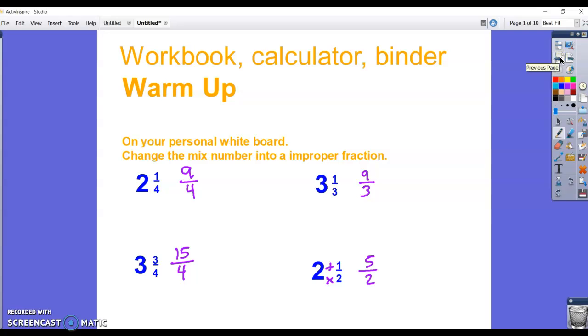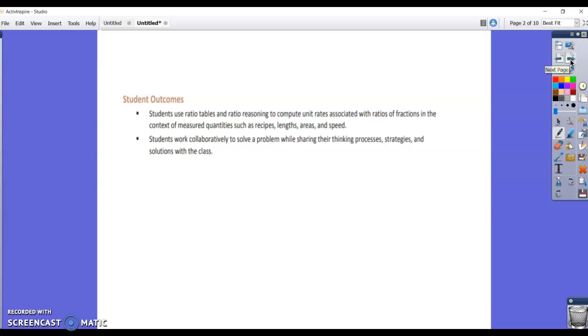Go ahead and clear your whiteboards. Today we're going to be looking at lesson number 11, which is on page S.51. And so go ahead and pause the video and get to that page.